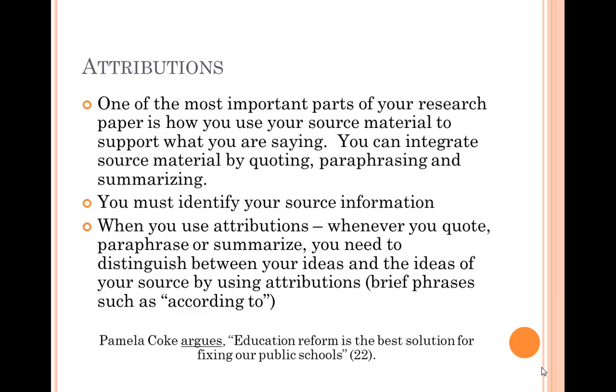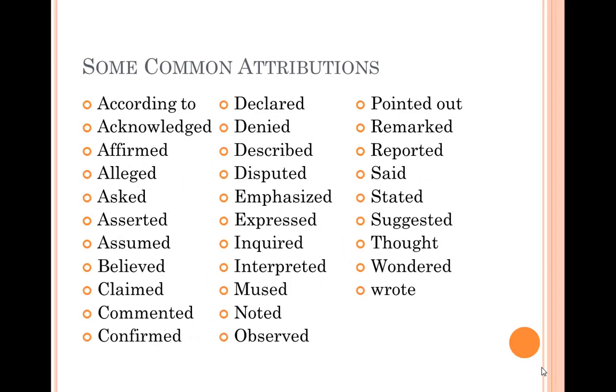The example I have down here is Pamela Koch argues education reform is the best solution for fixing our public schools. By saying that Pamela Koch argues, the word argues is the attribution, you realize that she is the one arguing, she is the one making the statement that education reform is the best solution for fixing our public schools, not the author of the paper. Here's some common attributions. You are expected to use attributions extensively in your paper.